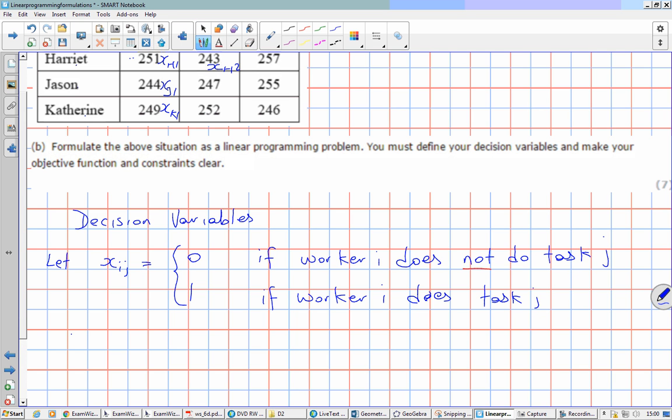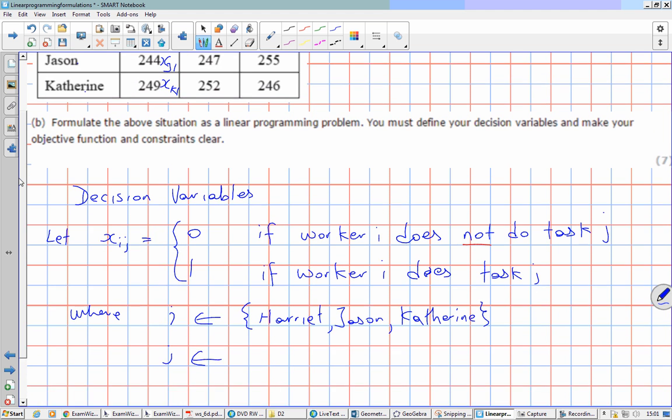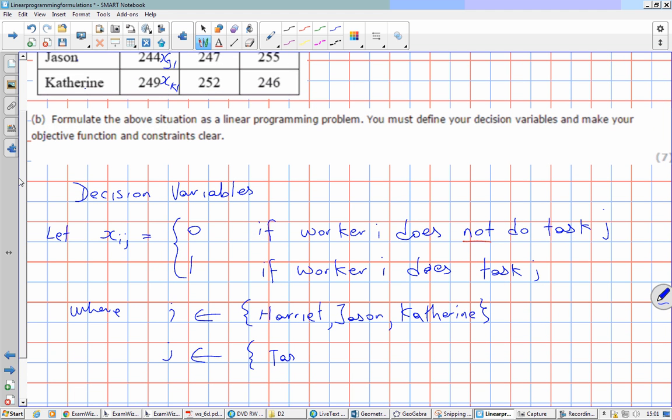where I is one of the workers, and we just need to list the 3 workers. I would be careful here and actually take the effort to write each of the names down. You may get away with putting the letters, but I think it's always better to be cautious with these things. So let's put the actual names down. I is one of the workers, and J is the tasks. And we've got possibly task 1, 2, 3.